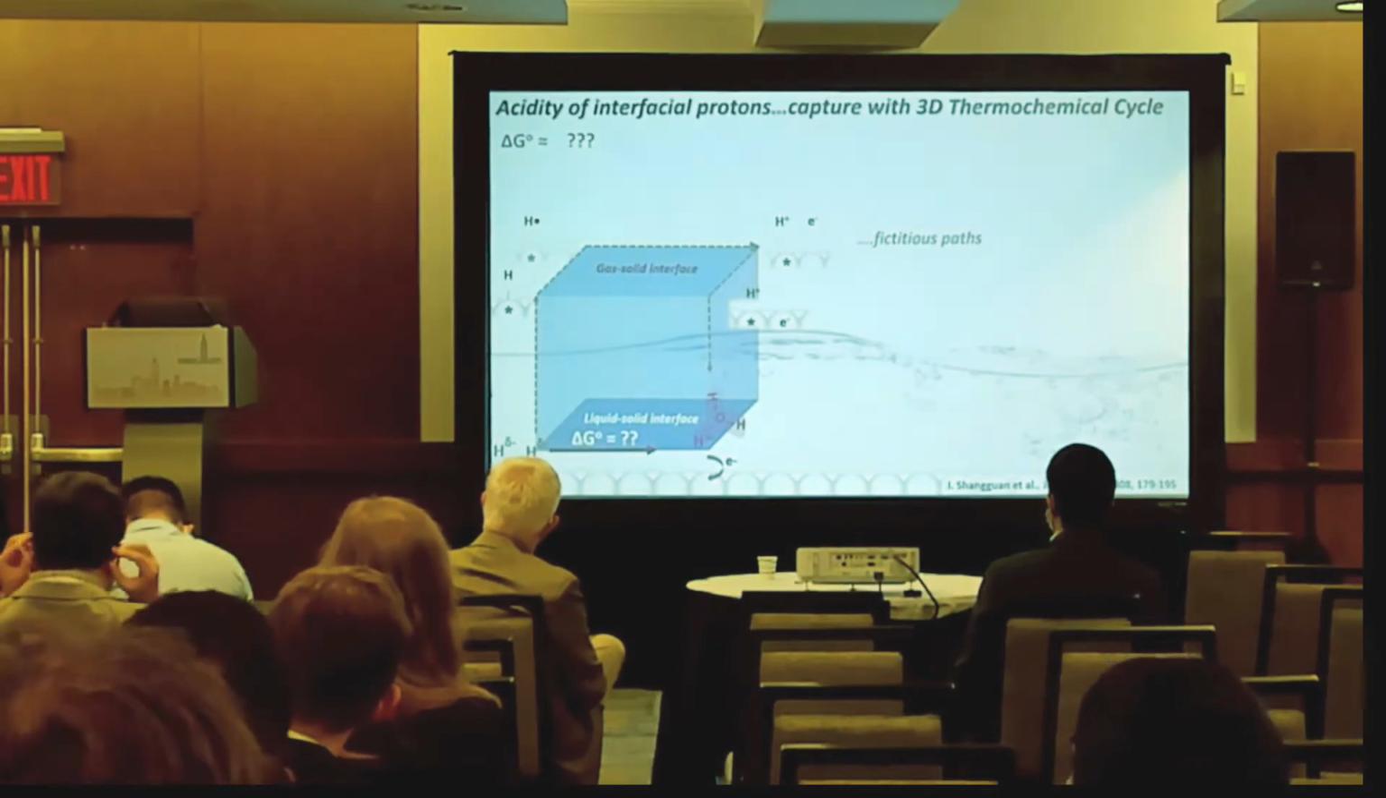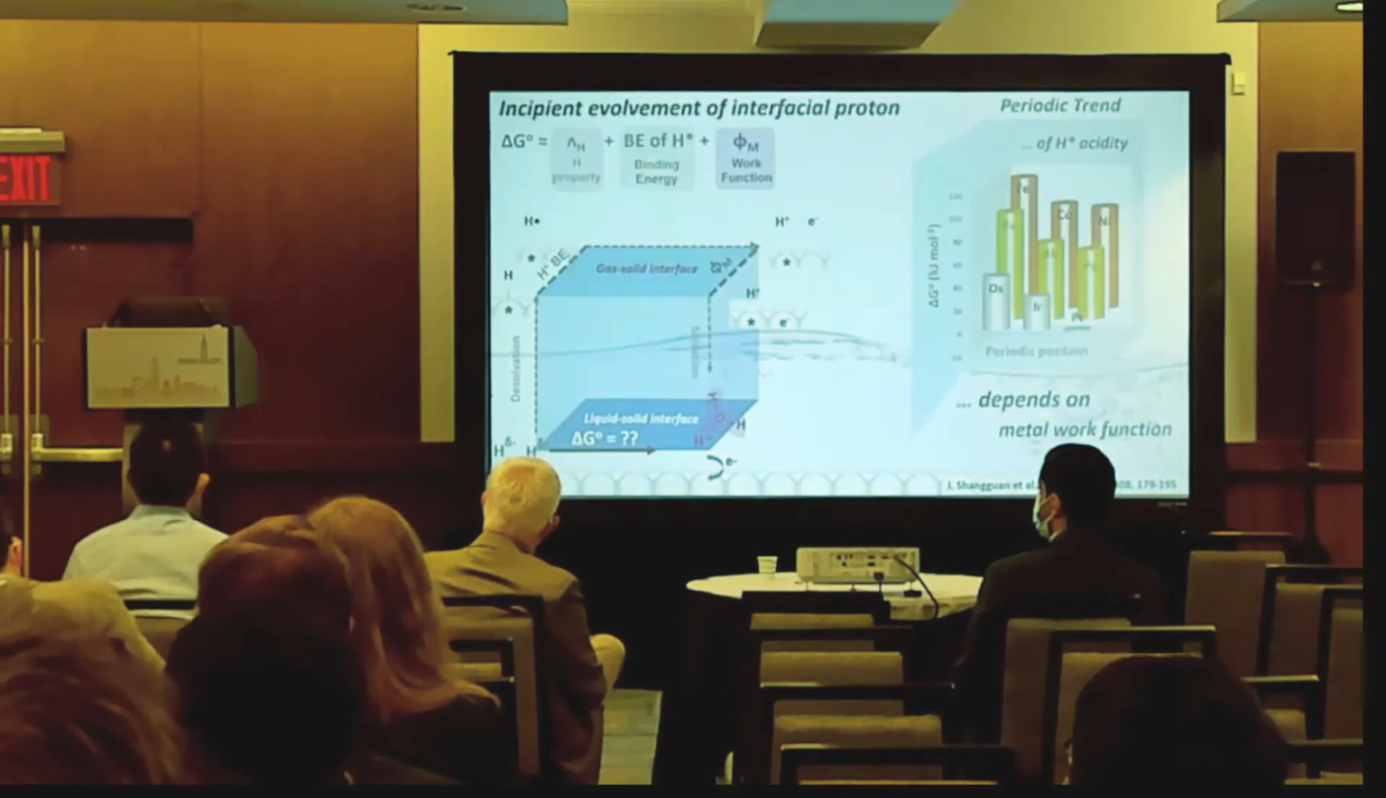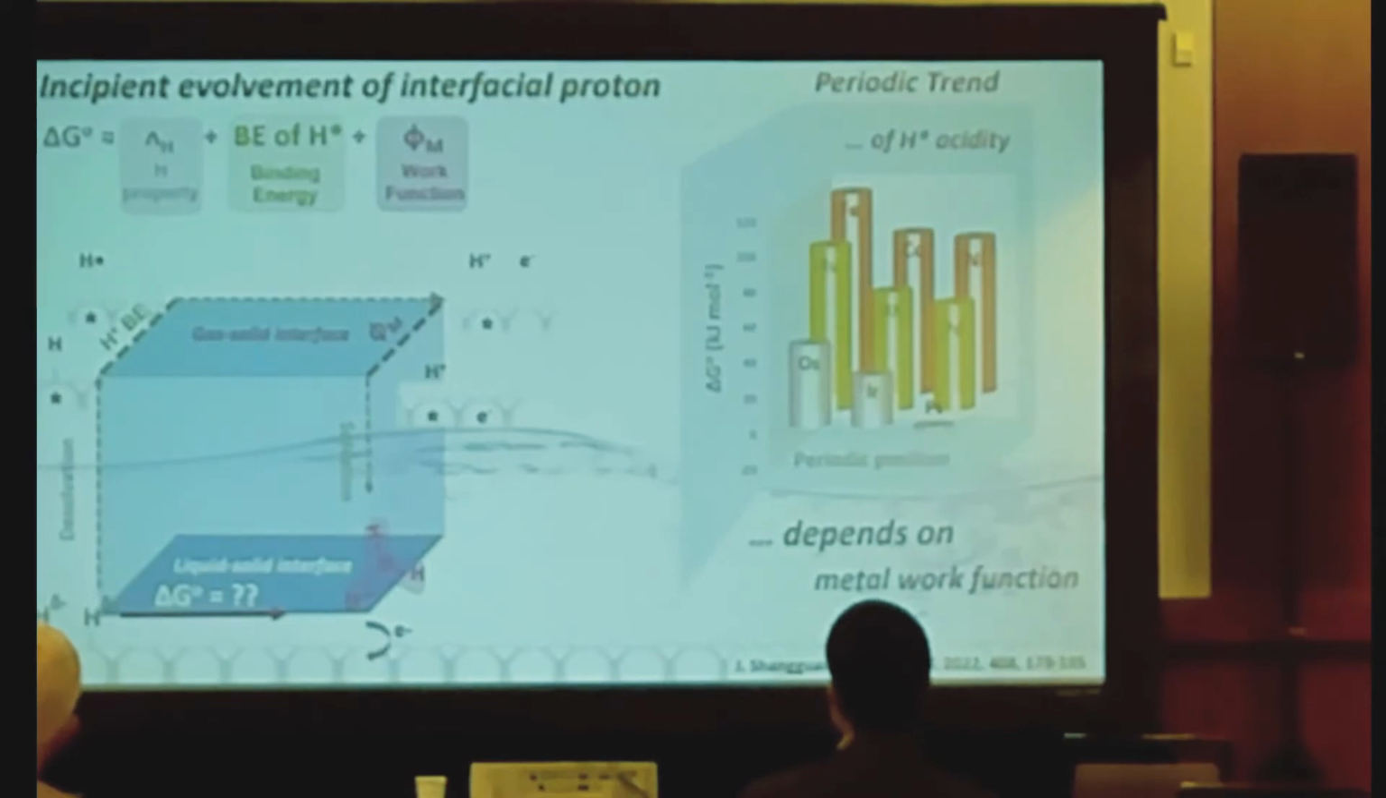It is a fictitious path, but it allows us to decouple and analyze the delta G, the acid dissociation constant, by this framework, as a theoretical value to explain what exactly is the acidity of the hydrogen on the transition metal surface. Turns out there are a few key points. We have the properties of hydrogen ionization and solvation. The two key points here are the binding energy of the hydrogen, because you pull the hydrogen away from the surface, as well as the work function that is required to put the electron back.